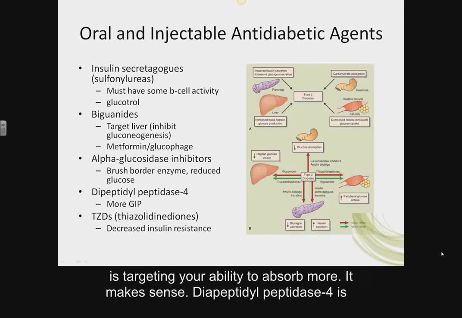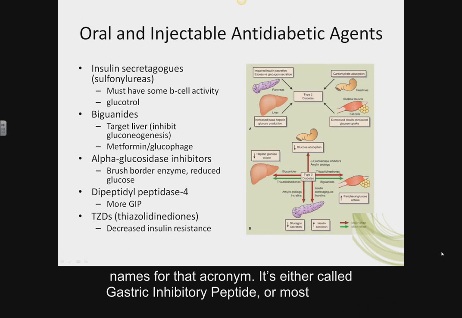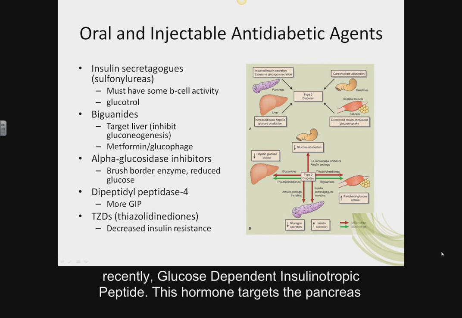It makes sense. Dipeptidyl peptidase 4 is another drug, and it's going to target the release of more of the hormone GIP. GIP has two names for that acronym. It's either called gastric inhibitory peptide or, most recently, glucose-dependent insulinotropic peptide. This hormone targets the pancreas and stimulates the beta cells to release insulin.